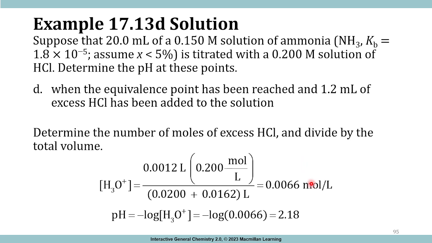All right, so that's going to give us our molarity now of our HCl. That's 0.0066. We just take the negative log of that value, and that will give us our pH. And our pH is 2.18. And that makes sense. We have some strong acid we've added to the solution now, don't we? So we'd expect a lower pH. Okay.